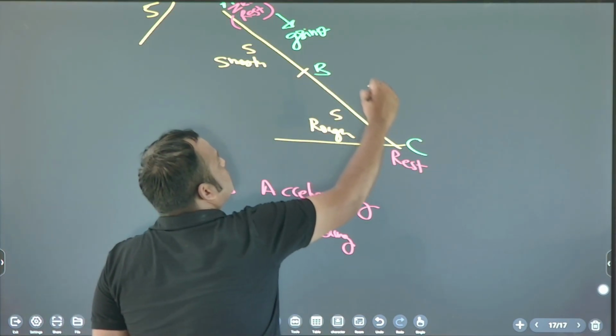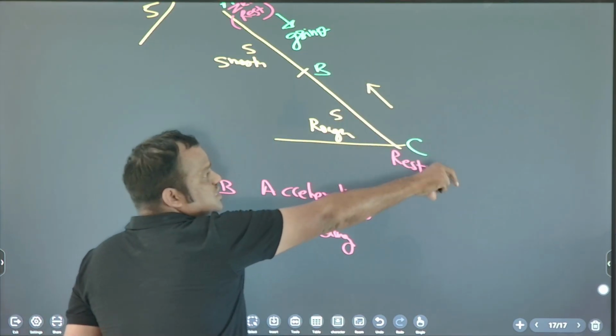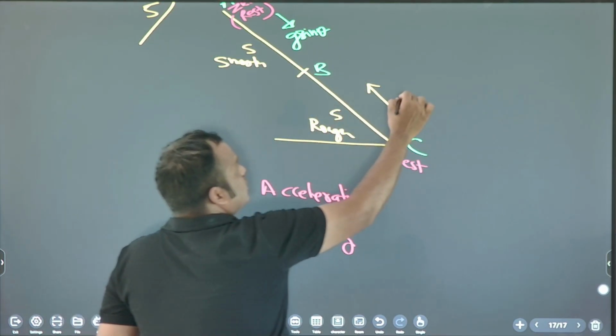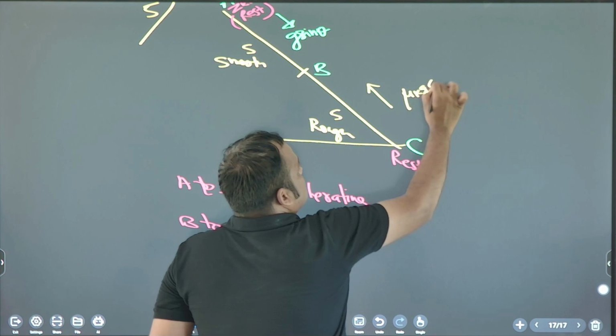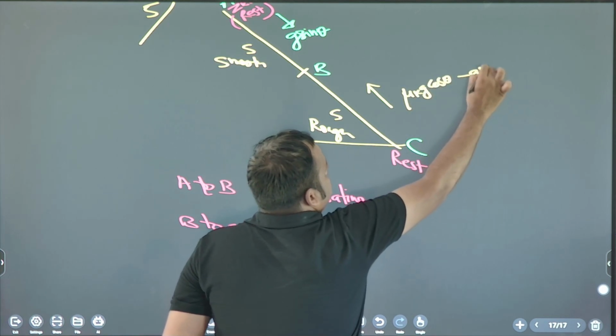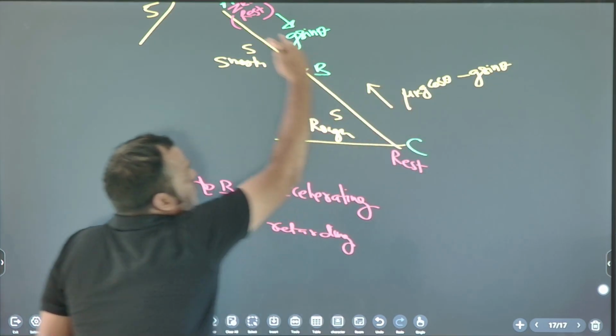From B to C, acceleration is upward because motion is downward. So the acceleration is mu k g cos theta minus g sin theta. This is the acceleration upward. Okay, understood?